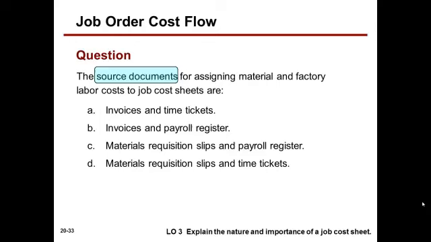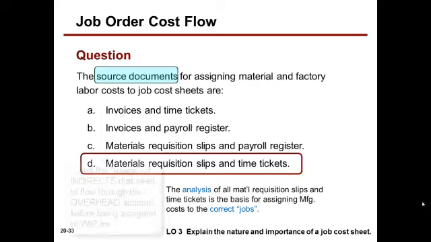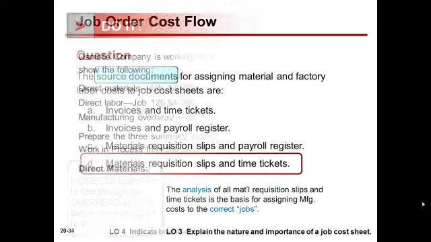Review question. The source documents for assigning material and factory costs to job cost worksheets are material requisition slips and time tickets. That's for both direct materials and indirect materials, and direct labor and indirect labor. The analysis of all requisition slips and time tickets is the basis for assigning manufacturing costs to the correct jobs. If it's not direct materials or labor, those costs go to manufacturing overhead initially.